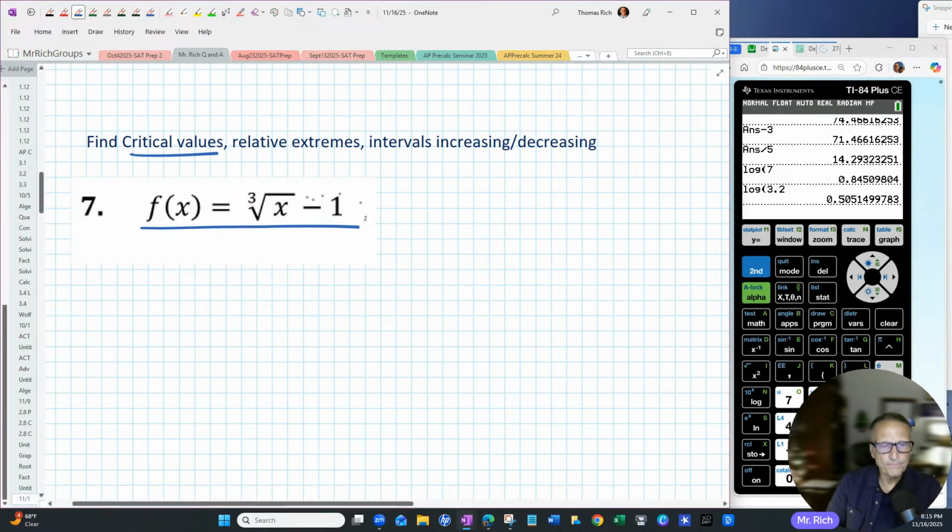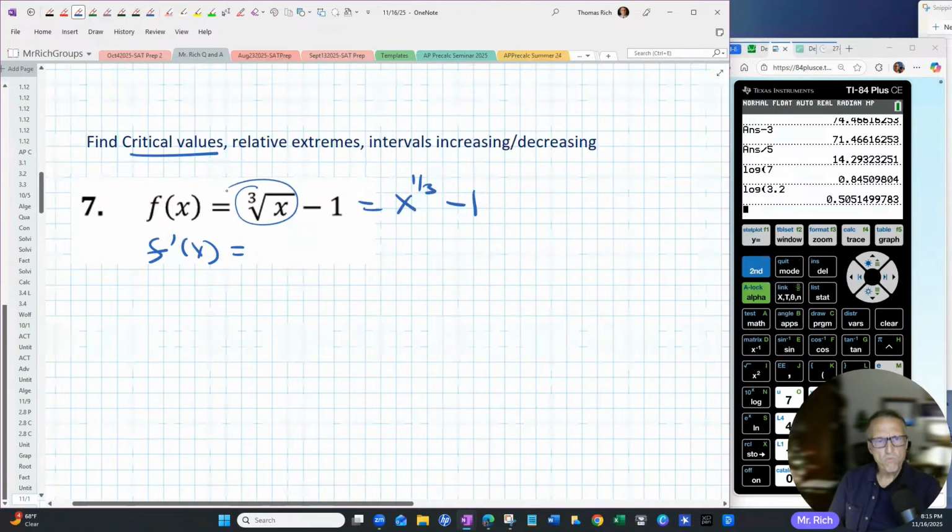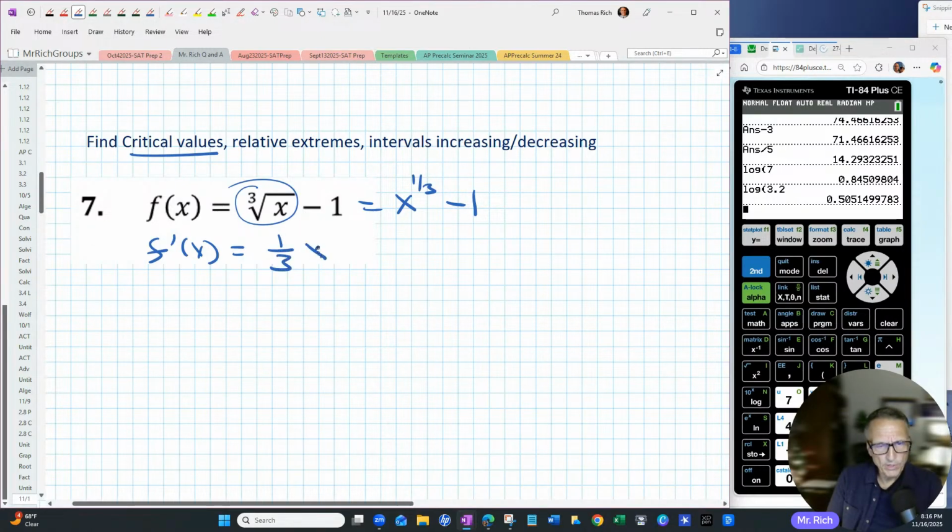So what we're going to do here is take the derivative f prime of x. Now, we will rewrite this as x to the 1/3 power minus 1. So we're going to transition this radical into a fractional exponent. Now I can use my power rule of exponents when I take the derivative. That's going to be 1/3 times x raised to the 1/3 minus 1, which would be 2/3, and the derivative of the -1 is 0. I'm going to rewrite this by using the negative exponent rule and push that x to the -2/3 into the denominator, and I'll write it like this.